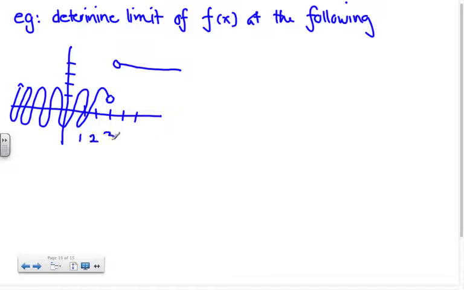This is 1, 2, 3, 4, 5. This is 1, 2, 3, 4. This is going to do y equals f of x.